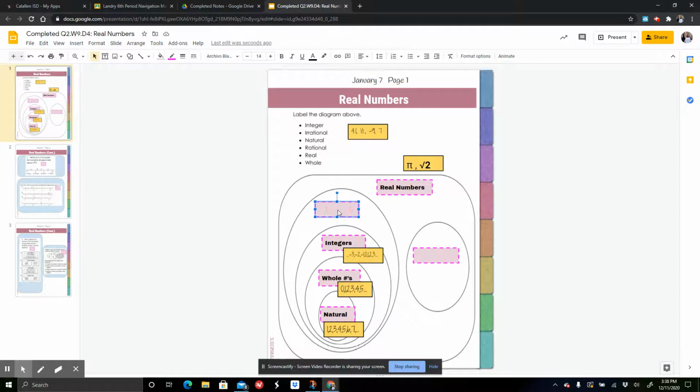The only thing that hasn't been accounted for yet is anything that can be written as a fraction or repeated decimal, and that's in the rational numbers. And so that includes 4.1, 1/2, -9, 7.